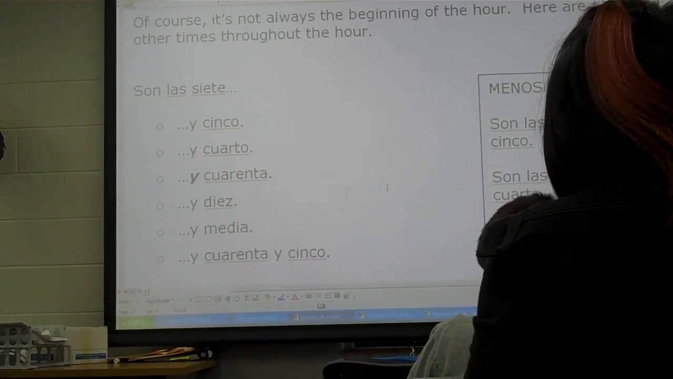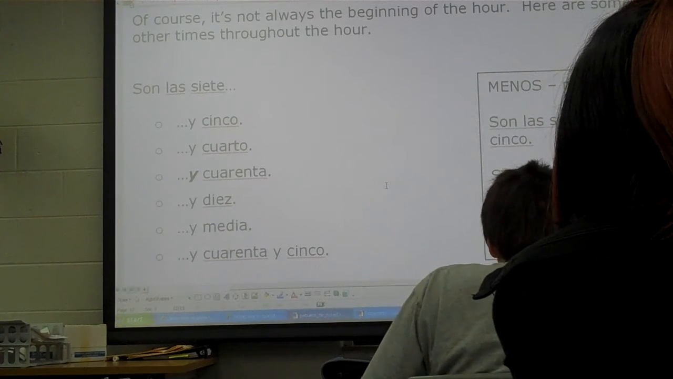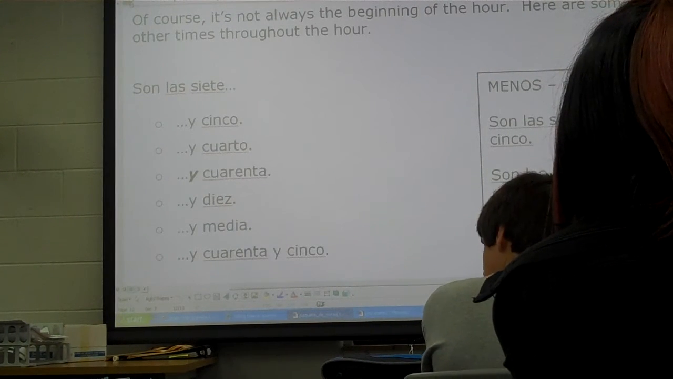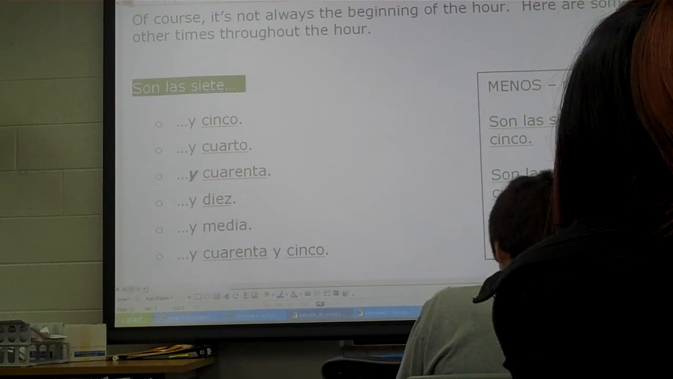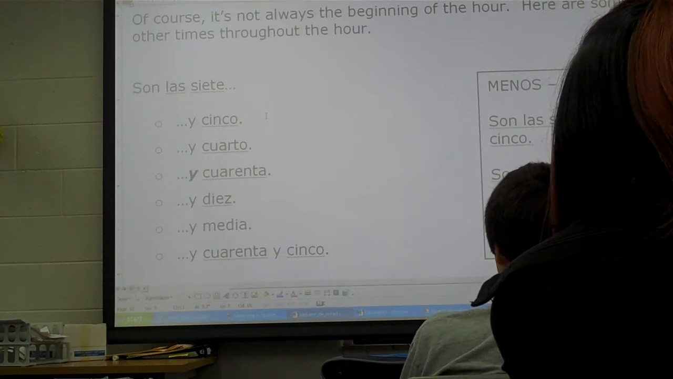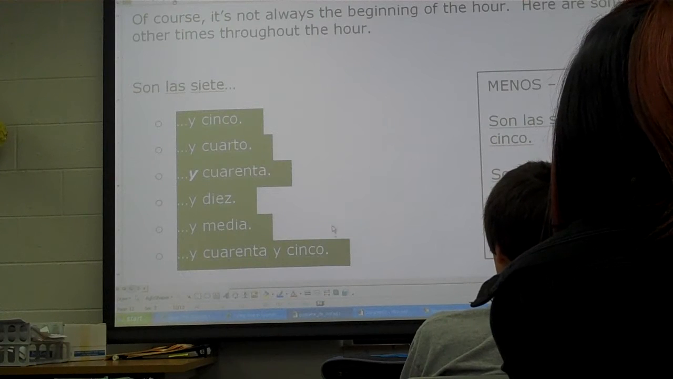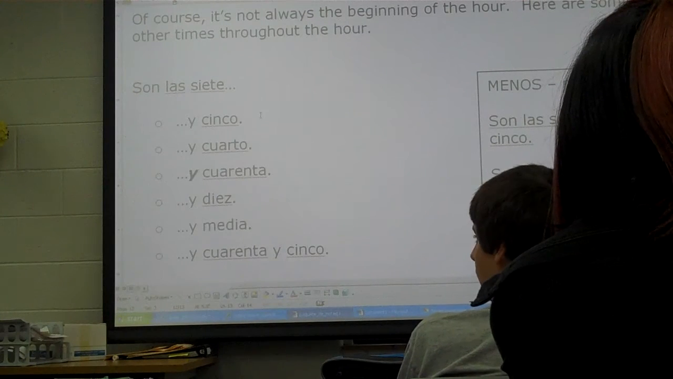Beginning of the hour. Here are some other times throughout the hour. The first part of each one of these is going to say "son las siete." What does "son las siete" mean? 7 o'clock, okay? It's 7 o'clock. But the rest of these are going to be things that you can add on here in order to make it more precise about what it is.